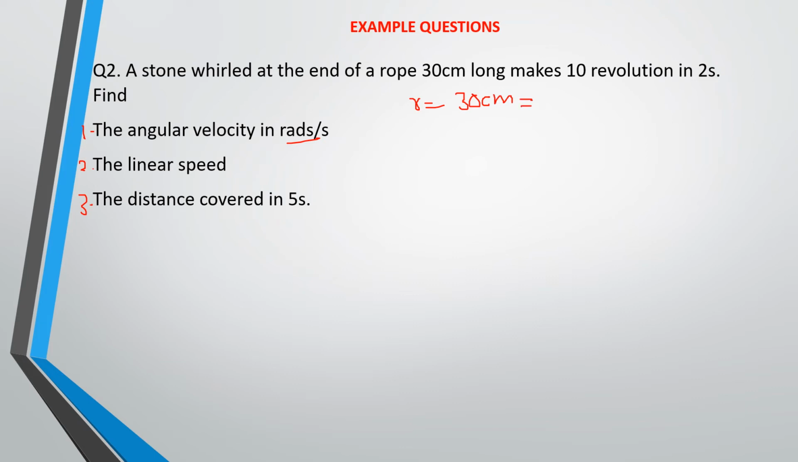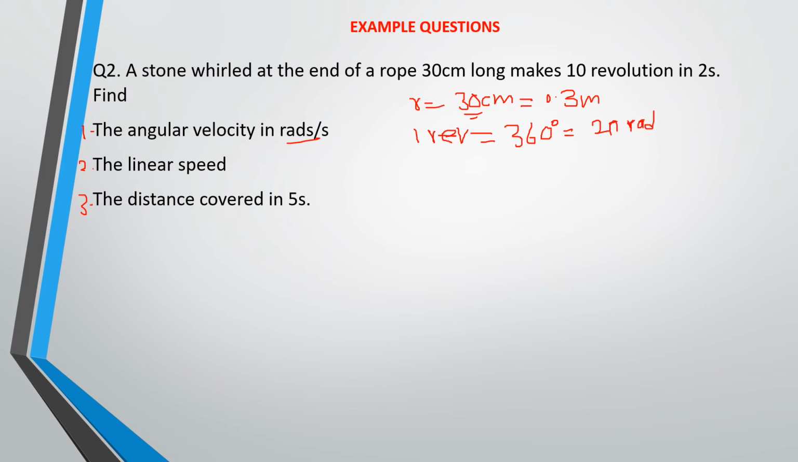So if you convert that to meters, you are going to have 0.3 meters. I'll divide this by 100, so that gives you the radius. Then we know that 1 revolution is equal to 360 degrees, which is the same thing as 2 pi in radians.